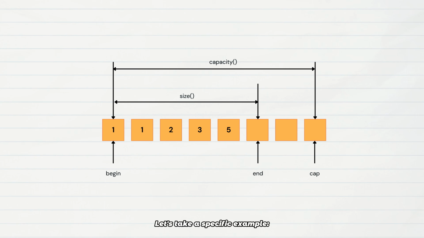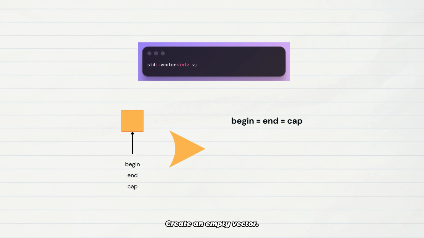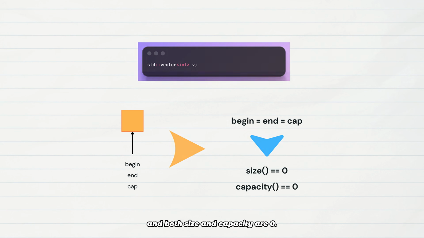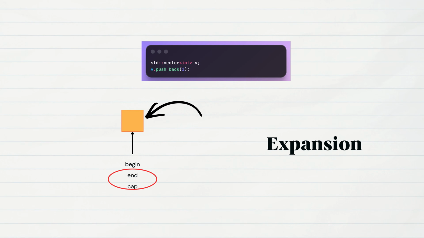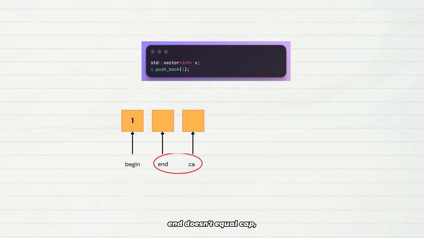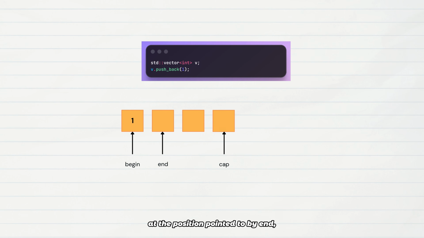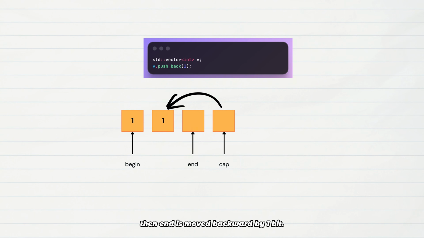Let's take a specific example. Create an empty vector. At this time, the 3 pointers are equal, and both size and capacity are 0. After pushback one element, if the capacity is insufficient, that is, end equals cap, expansion will be triggered. If the capacity is sufficient, that is, end doesn't equal cap, the new element is directly constructed at the position pointed to by end, then end is moved backward by 1 bit. There is no extra overhead in the whole process.